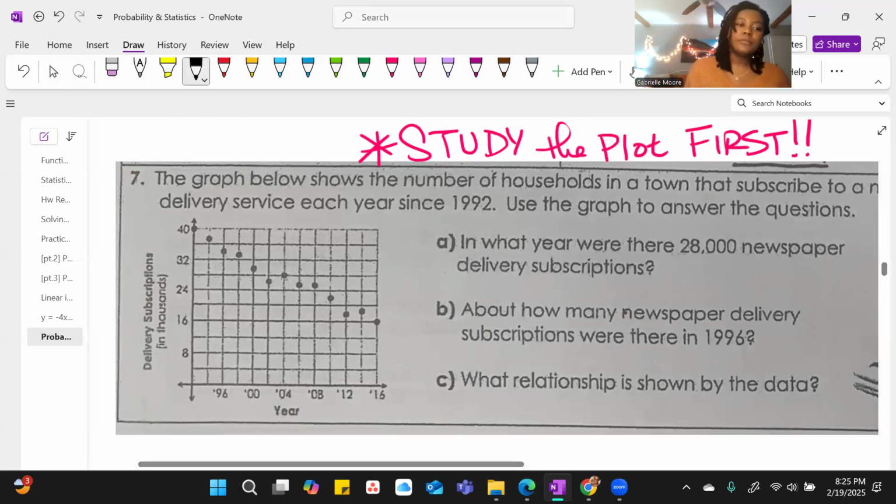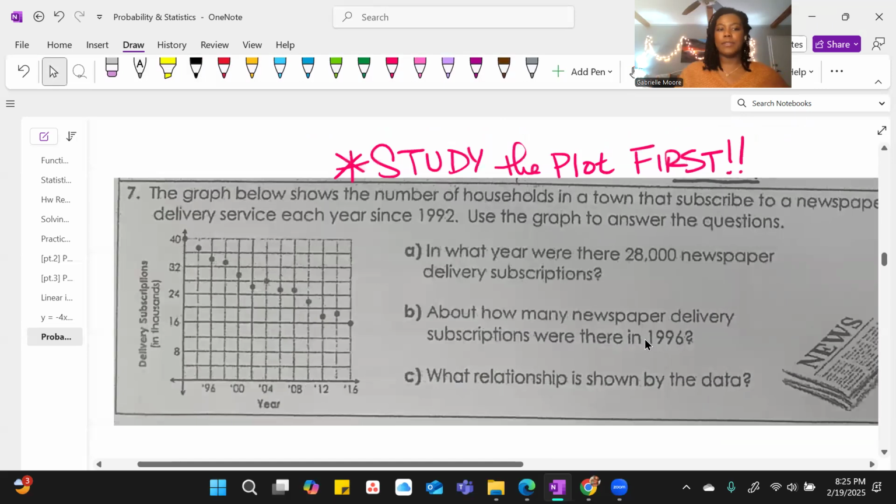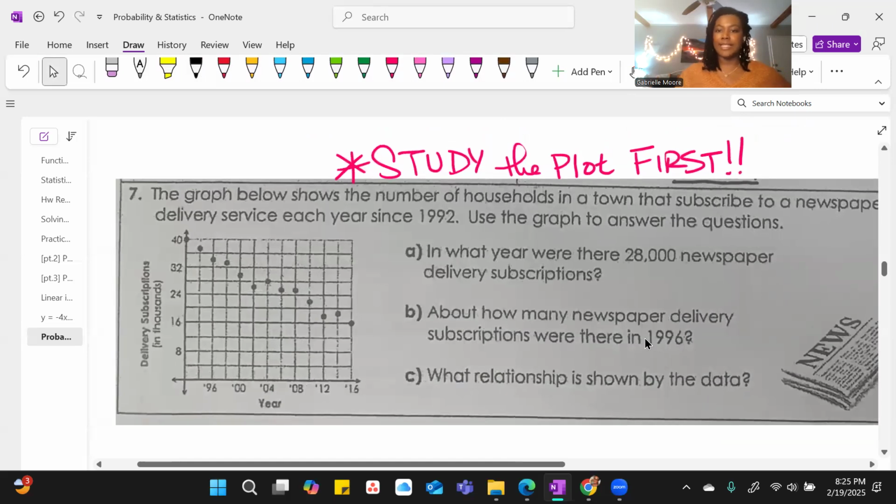And so here we see first that the graph shows the number of households in a town that subscribe to a newspaper delivery service each year since 1992. So we have a group of people who get their news from the newspaper. Looking at it from 1992 and onward, we're trying to see what sort of trend is happening in this one town. Okay, we're looking at just one town.